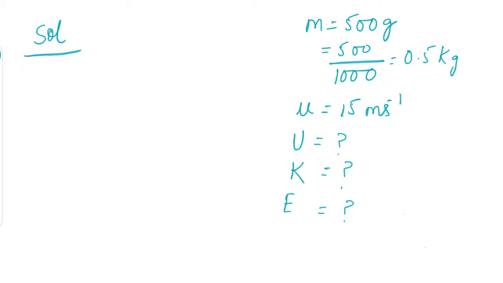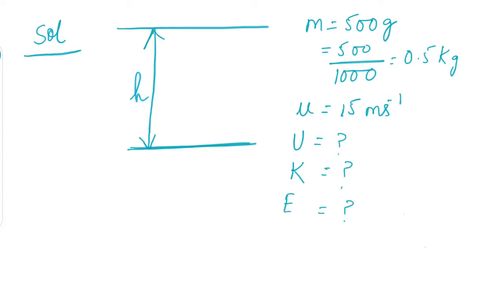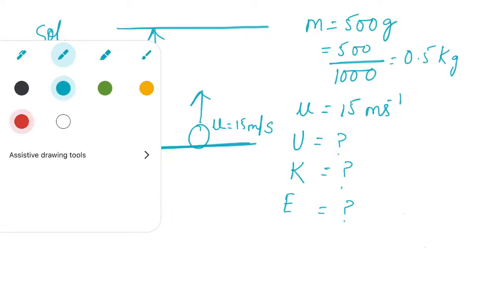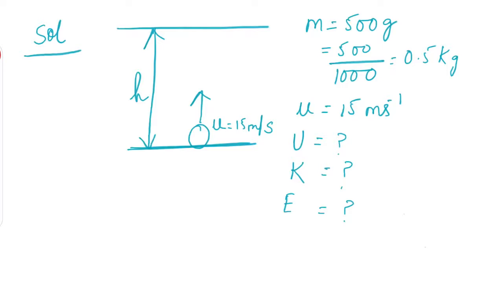Now let us analyze the figure. So this is your ground level and this is the height h up to which you have thrown that body. You have thrown it from here with your initial velocity 15 meter per second. Very well you can understand that this body has some kinetic energy at this point, because it has some velocity. But it will not have any potential energy. Potential energy will be zero.